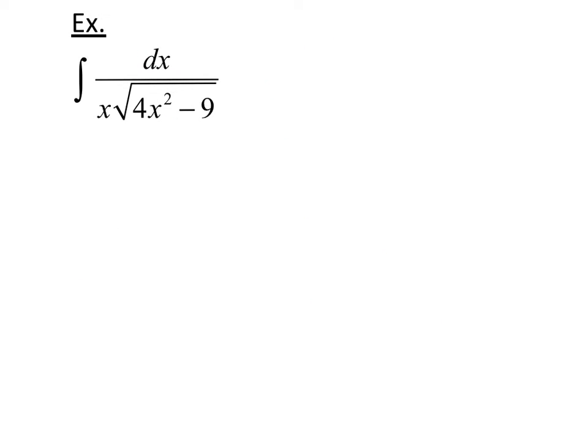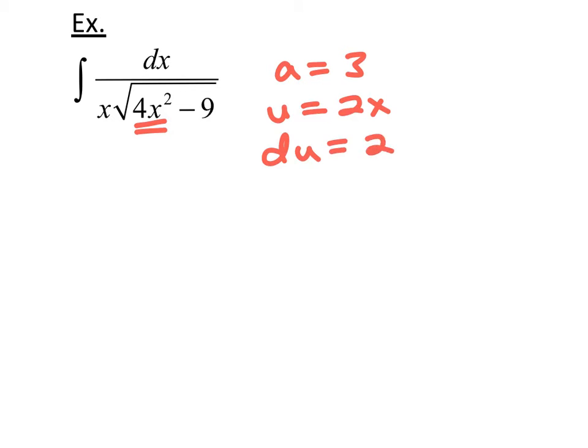So looking at the pattern here, notice you have a function of x out in front before the root, a function of x on the inside minus a constant number. So this is going to match the pattern for arcsecant. So again, pick out your pieces. So a would be the square root of 9, which is 3. U is going to be the square root of that 4x squared, so 2x. Du is 2dx for the u substitution.